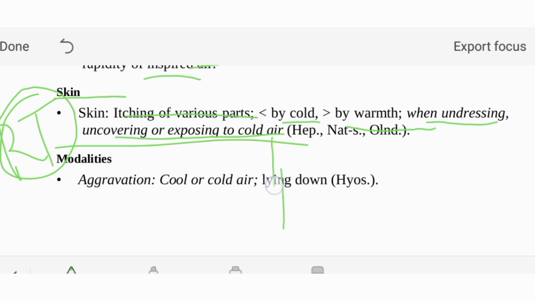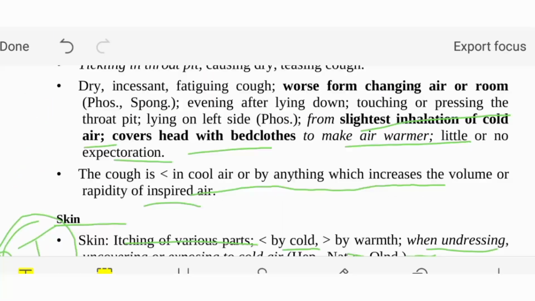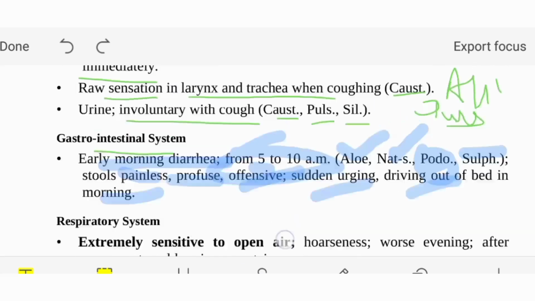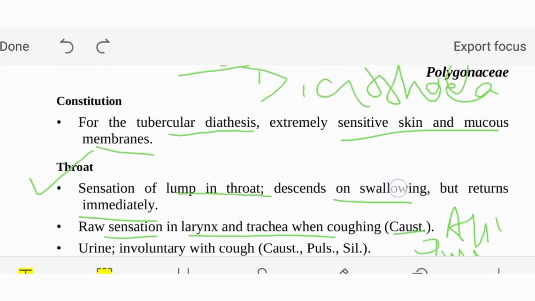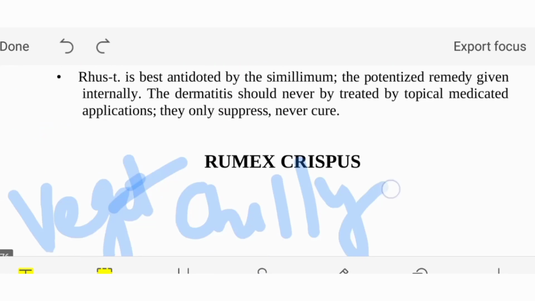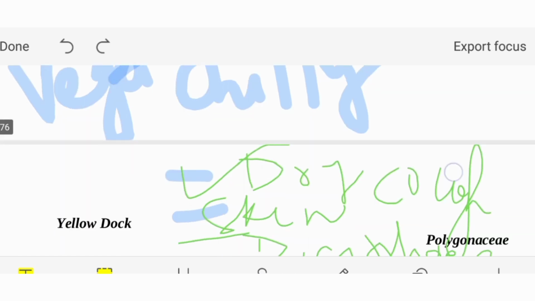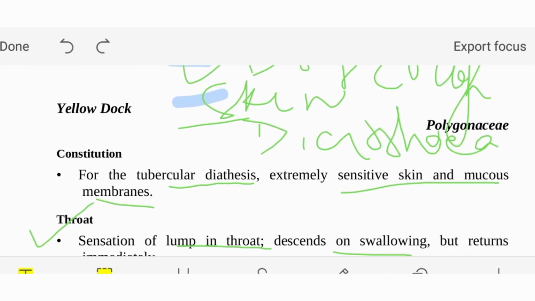This is the common thing. GI I told, always remember GI along with your skin, respiratory, if they come, we can give our Rumex. So this is all about Rumex.